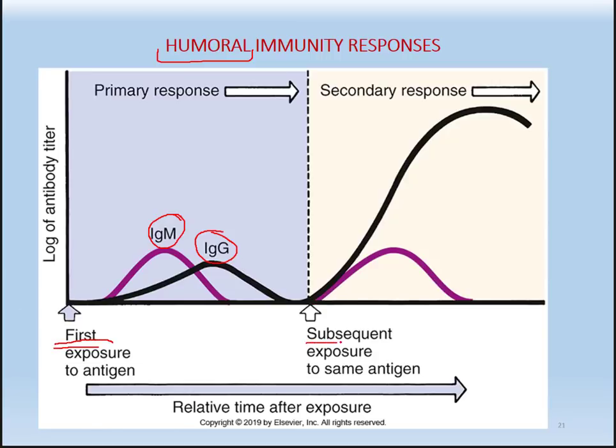And then what happens if you're exposed to that same antigen another time is you get this exaggerated response, in particular of IgG. And this can be applied to even vaccinations. So when somebody gets a vaccination, they'll develop an immune response to it, but then should they be exposed to it again, they get a much more exaggerated immune response.